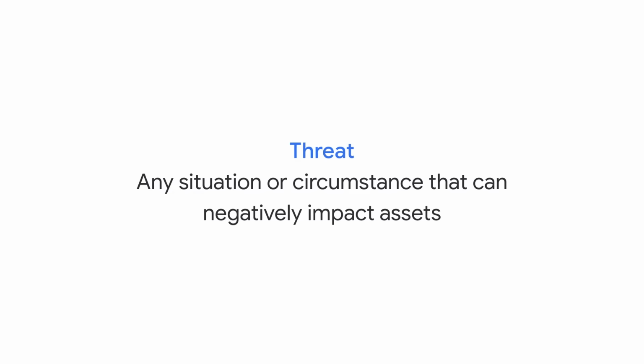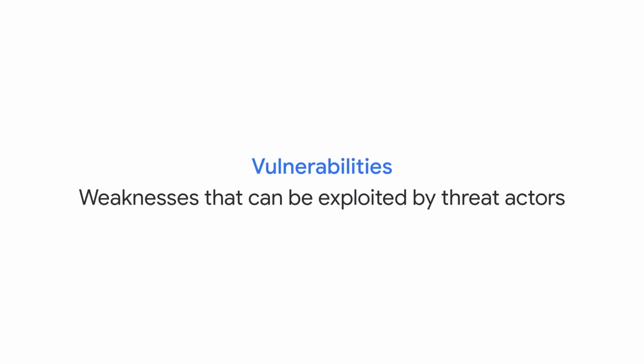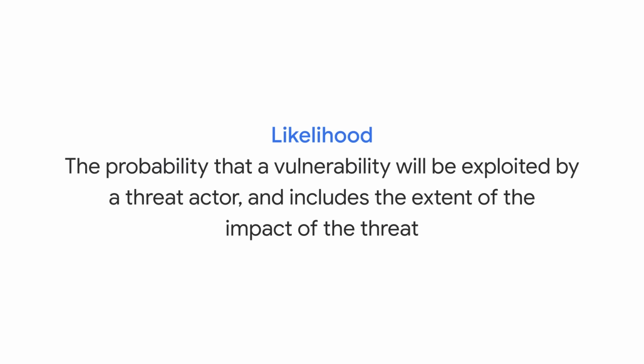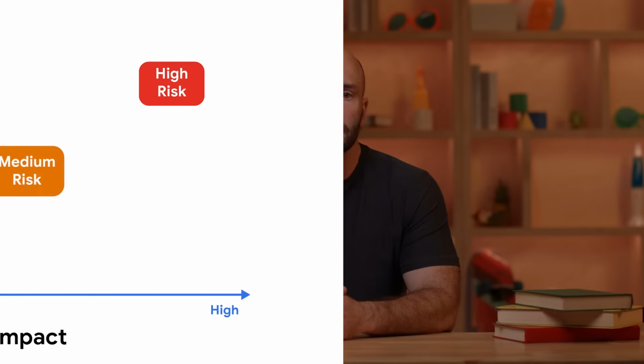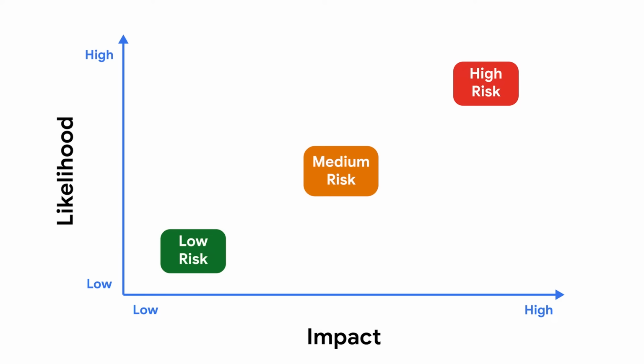Now that we reviewed risk, let's explore its relationship with threat, vulnerability, likelihood, and impact. Remember, a threat is any situation or circumstance that can negatively impact assets. Vulnerabilities are weaknesses that can be exploited by threat actors. Likelihood is the probability that a vulnerability will be exploited by a threat actor and includes the extent of the impact of the threat. For example, if an organization has a poorly configured access management system, a lot of employees may have access to more sensitive corporate data than they need to do their job. This means there's a likelihood that a threat actor could compromise employees' accounts, which could lead to a major data breach. One method of determining the level of risk is to rank the likelihood of an attack and the severity of the impact or outcome. This can help to determine if the level of risk is low, medium, or high. Analyzing risks, their likelihood, and impact will help you decide the best controls to put in place.